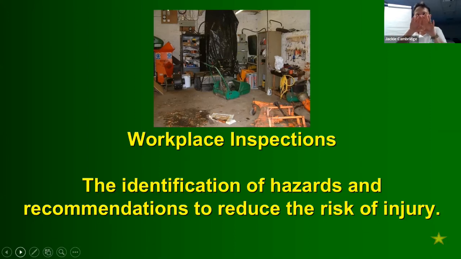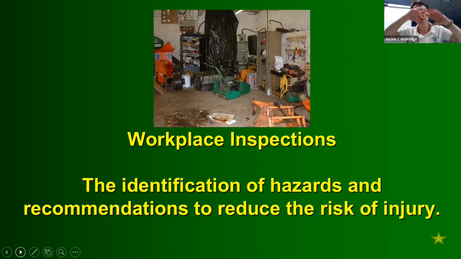So the risk assessment is looking at the bigger picture. A workplace inspection is here and now. What can we see? What are the problems? What do we need to do about them? It's a bit like your car MOT. It's what they see on that day. And the reason I'm emphasizing that is people do get confused about risk assessments and inspections.